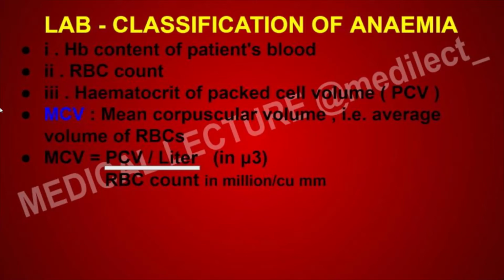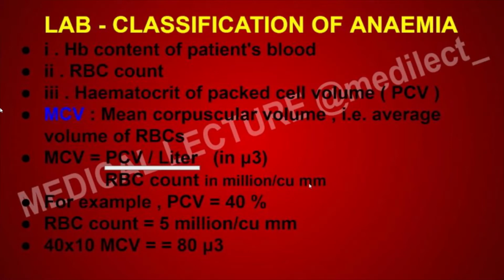As the name says, it is the average volume of the red blood cells. Its important formula is the packed cell volume per liter in cubic microns upon RBC count. The unit of the MCV is cubic micron or femtoliter, 10 raised to minus 15. The formula is packed cell volume per liter upon RBC count in million per cubic mm. So remember this formula, very important: PCV per liter upon RBC count in million per cubic mm.